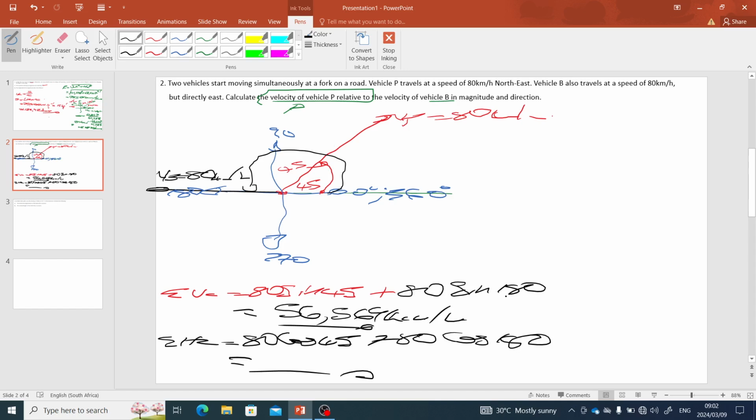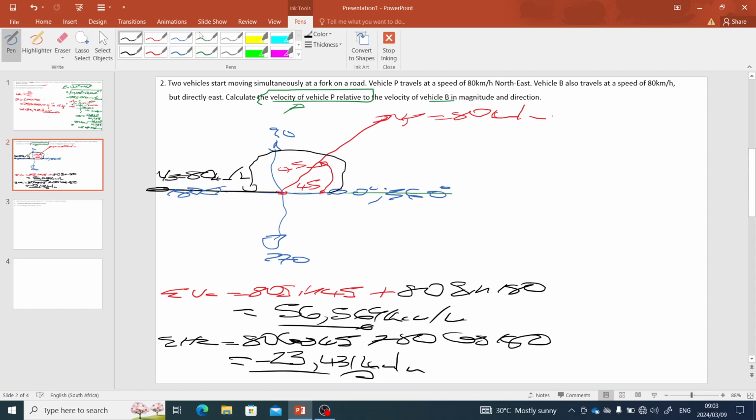I get my answer as negative. My answer here, it is negative 23,431 kilometers per hour. Now, the coefficient of your components will indicate to you where the position of your resultant will be.